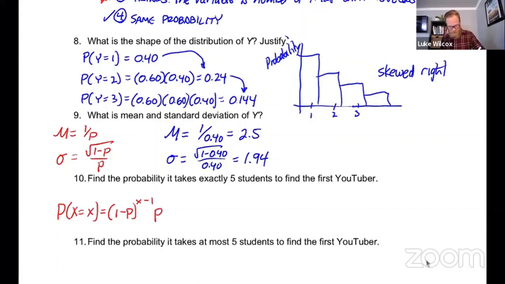So for this particular problem, we can very easily find the probability that it takes exactly 5 students to find our first YouTuber. So that means that the first 4 students were failures. So I take the probability of failure raised to the 4th. And then the final student number 5 was a success. So we multiply by p at the end there. And this is going to give me 0.052.